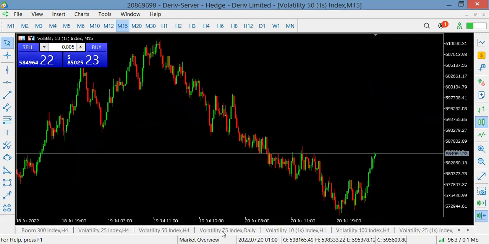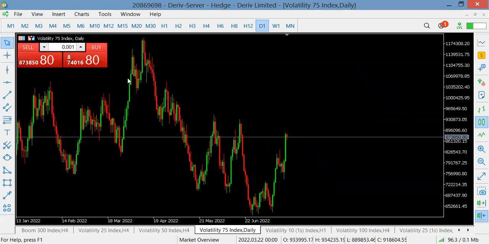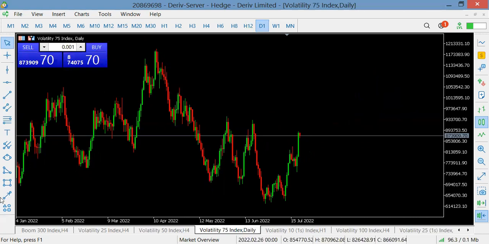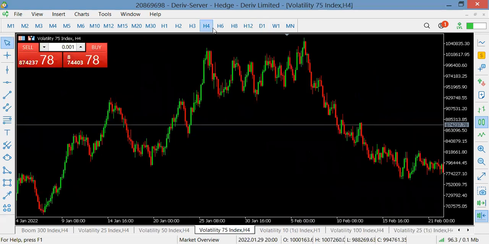Let's quickly look at VIX 75. Let's see what we think. I think the 75 is still very, very much bullish at the moment, based on this triple bottom we are seeing here. If you go down to the lower time frame, you get to see that this is a triple bottom.